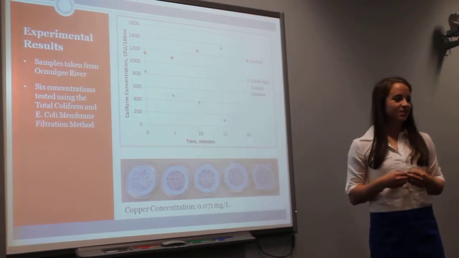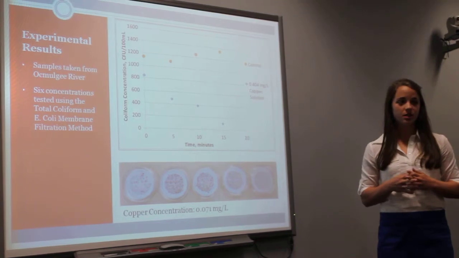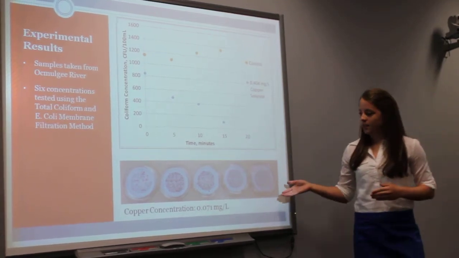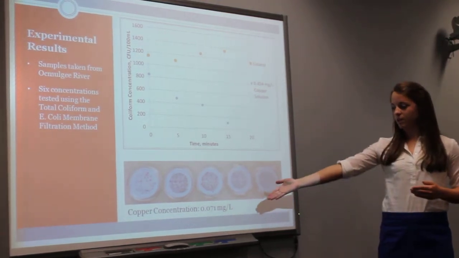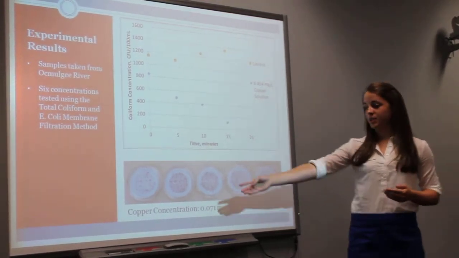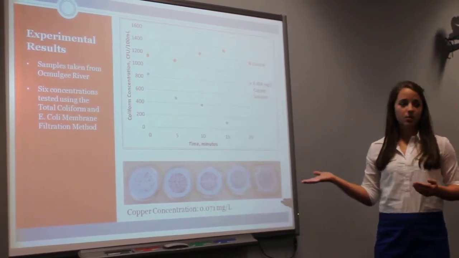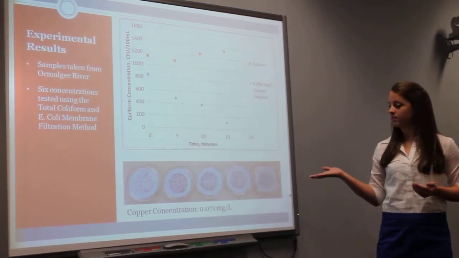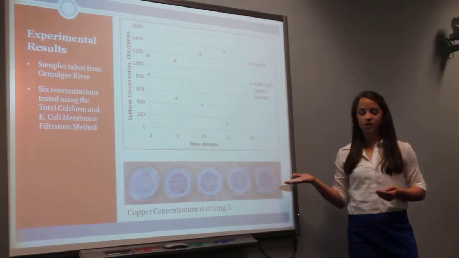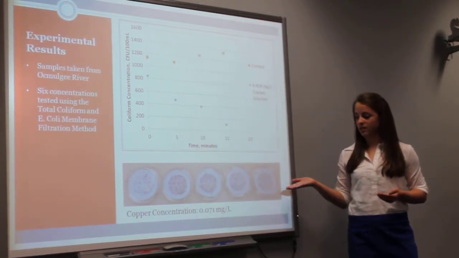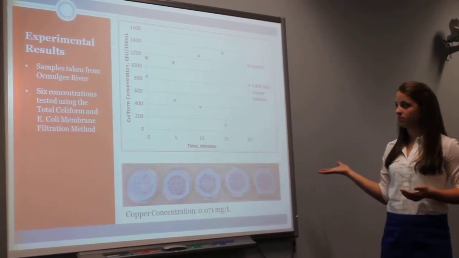Okay, so samples were taken from the Okmulgee River. 6 experiments were run at different concentrations. This is an example of the copper concentration at 0.071 milligrams per liter. At time 0, a 5 milliliter sample was filtered, and then for the rest of them, a 20 milliliter sample was filtered, which is why the concentration of coliform was higher in the second point. But you can see that coliform concentration is decreasing.